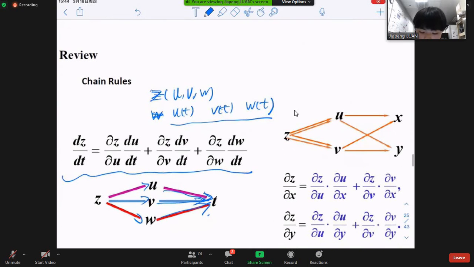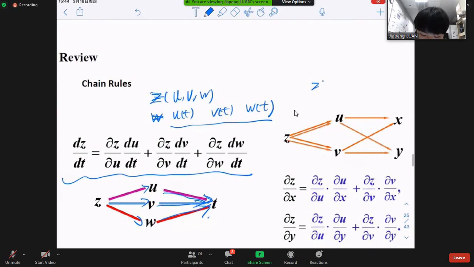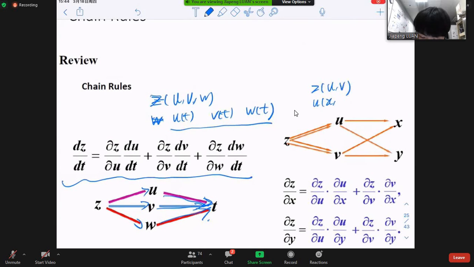And from this, if you have Z as a function of U, V, and U is a function of X, Y, and V is a function of X, Y.